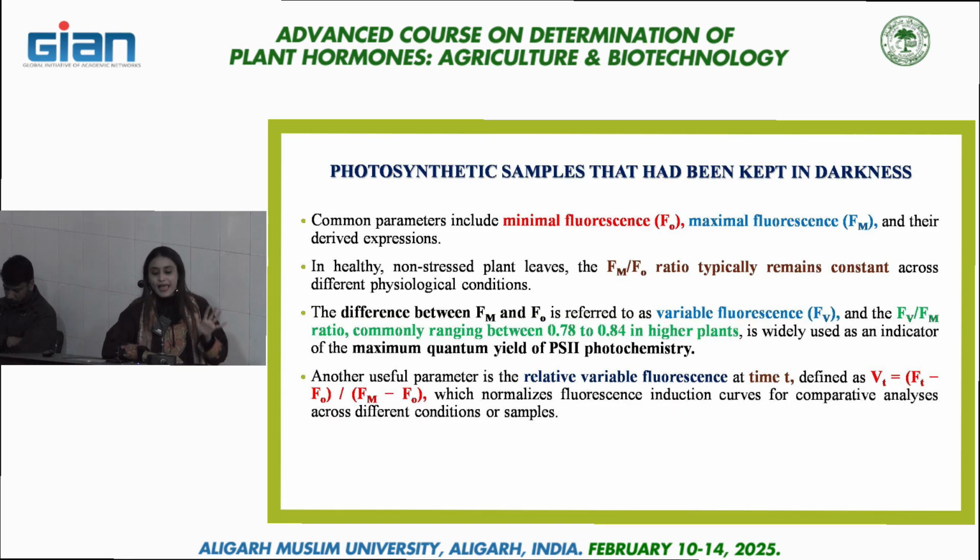The difference between Fm and F0 is referred to as variable fluorescence, or FV, and the FV by Fm ratio commonly ranges between 0.78 to 0.84 in higher plants. So this is the range which is provided: the FV by Fm ratio should be 0.78 to 0.84 in higher plants. Basically this is the indicator of maximum quantum yield of PS2 photochemistry.